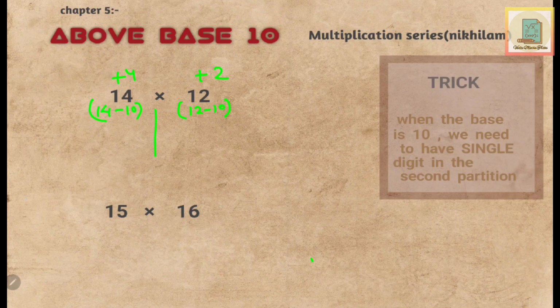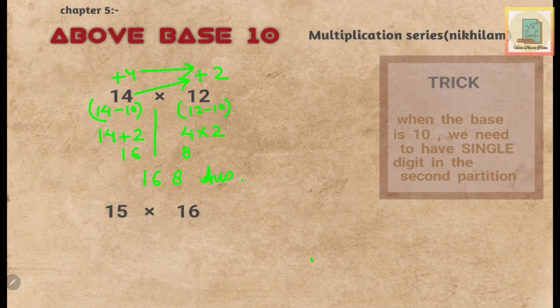Now, in the first partition, first number plus the second deviation. So, 14 plus 2 in the first partition, and in the second partition, we multiply the deviations. So, 4 multiplied by 2. So, 14 plus 2 gives you 16, and 4 multiplied by 2 gives you 8. So, 168 is the answer.